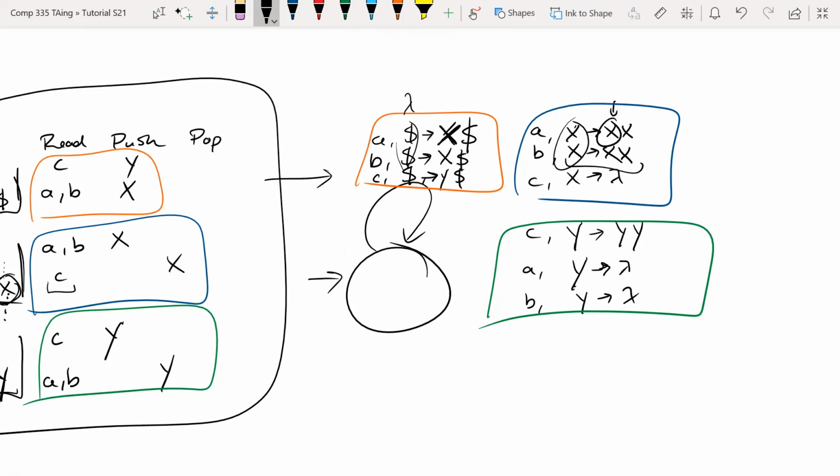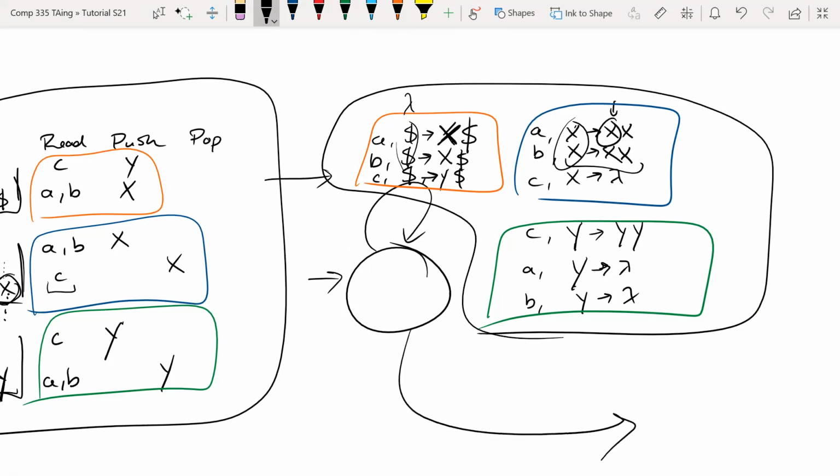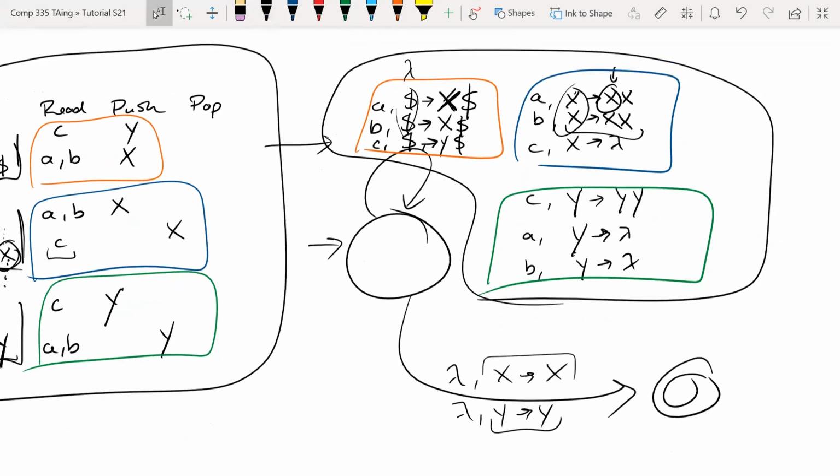Because basically the idea is once you're done doing this computation, then with a lambda, you make sure that you have an X at the top. It doesn't really matter what you do with your X, or you have a Y at your top, and then you finish in a final state. So then this would allow you to use a counter for your A's and your B's, and then would make sure that you either have more A's and B's than C's, or more C's than A's and B's. Okay, so that's the idea.